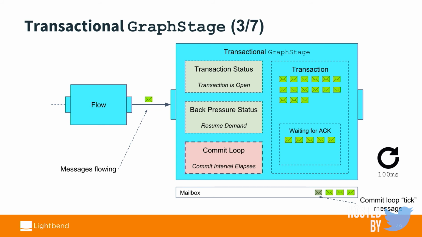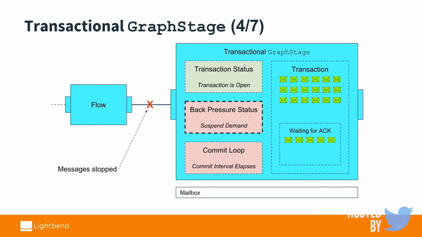So the commit interval of 100 milliseconds elapses, and instead of doing something immediately within Akka, the way it works, in order to give that single-threaded illusion where we're only processing one message at a time, is the timer will actually send this meta message into our own mailbox, and we append that to the mailbox. And then once that message is processed, it kicks off a bunch of things. So the first thing is it starts backpressuring. It stops sending demand requests because we can't add more messages to the transaction until it's committed.